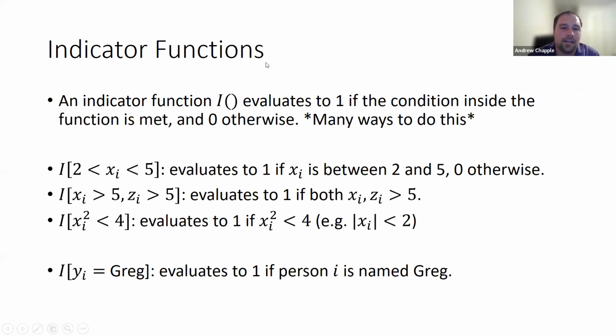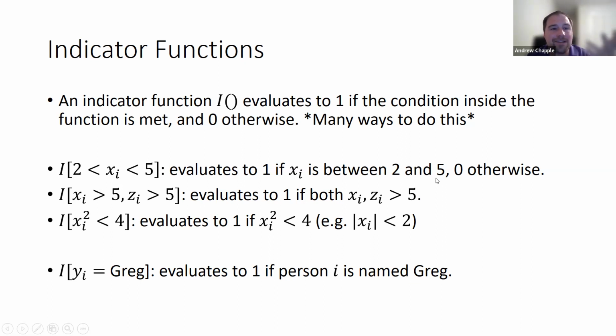So again, an indicator function evaluates to 1 if the condition inside the function is met and 0 otherwise. There's many, many ways that you can use an indicator function. For example, I could use an indicator function like this. This is an indicator function here. It says the indicator of 2 less than xi less than 5. This function evaluates to 1 if xi is bigger than 2 and less than 5. Otherwise, it'll evaluate to 0.